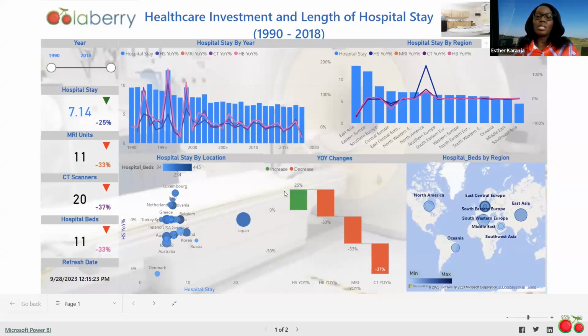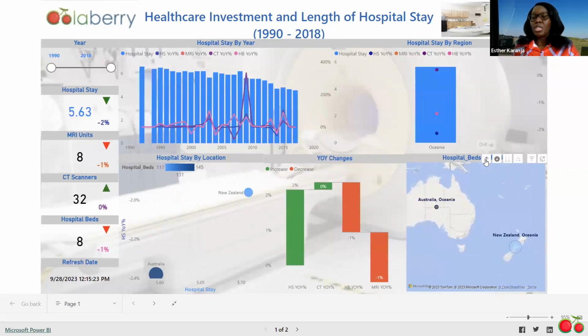When there is less number of days spent at the hospital, the indicator turns green. And the last one, we have hospital beds by region. And this just shows the number of hospital beds in each region. And also here, we have the capability of drilling down to the specific regions that are represented, the specific locations that are represented.